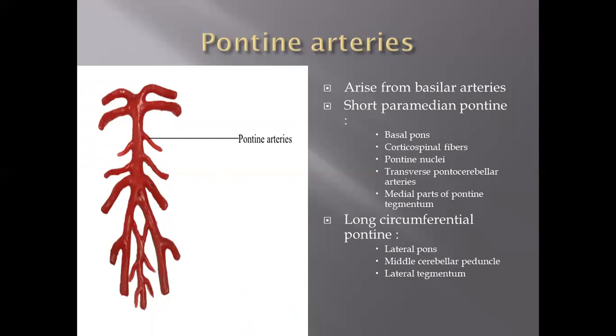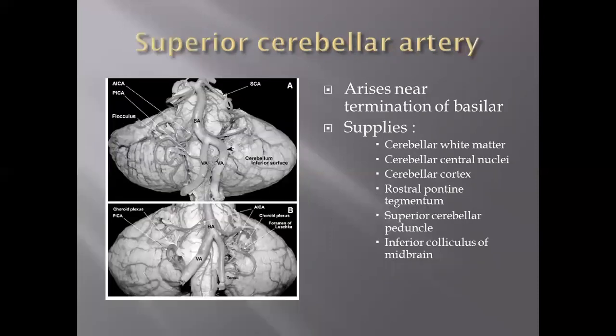Then there's the superior cerebellar artery, which arises almost closer to the termination of the basilar artery. It will also supply the listed structures, to include the cerebellum from its name, the cerebellar white matter and its central nuclei, the superior cerebellar peduncle, which basically allows for movement of fibers between the midbrain and the cerebellum, and the inferior colliculus of the midbrain, which is implicated in the auditory system. So already you can deduce what happens when you have occlusion of these arteries. Right?